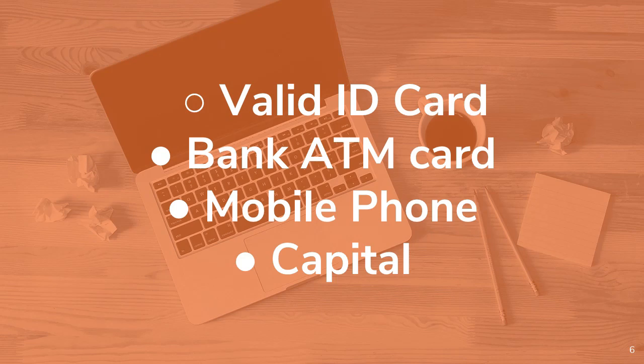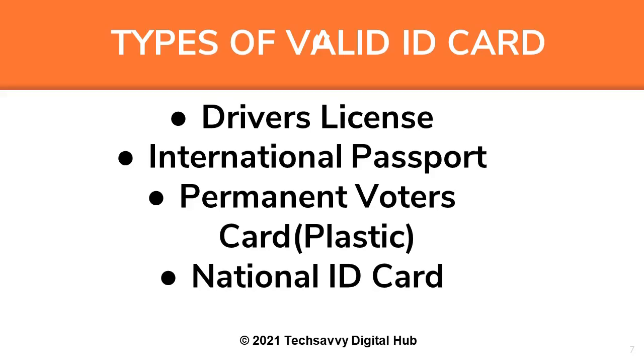Now, what are the types of valid ID card you need for dollar arbitrage? You need a driver's license, an international passport, a permanent voter's card, or a national ID card. Please take note that your NIMC slip or NIN slip, whatever it's called, is not a valid ID card for international bodies. They do not recognize that paper because paper can easily be forged. Anybody can just create anything and forge it, so they wouldn't accept it.